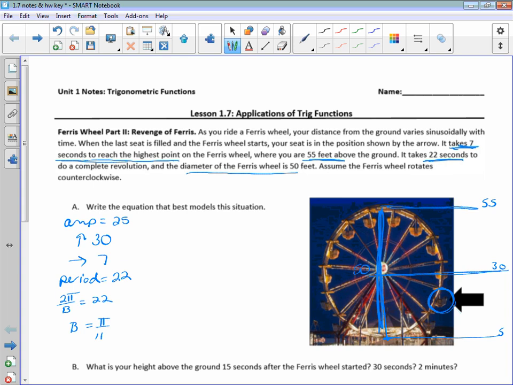So then your equation, you're just going to write y equals, my amplitude is 25. I'm using cosine. My b value, pi over 11, parentheses, x minus 7, parentheses, plus 30. That is the equation that models the distance from the ground as you ride the Ferris wheel. So don't just read the whole paragraph and try to write your equation. Find each little piece of information that you need, find your A, B, C, and D, and then plug them into the equation.